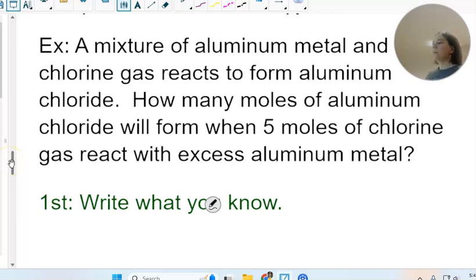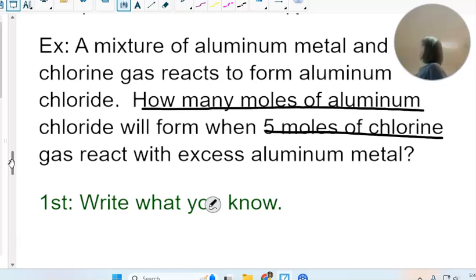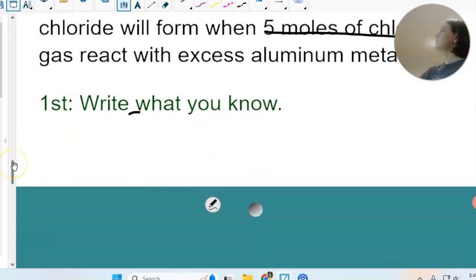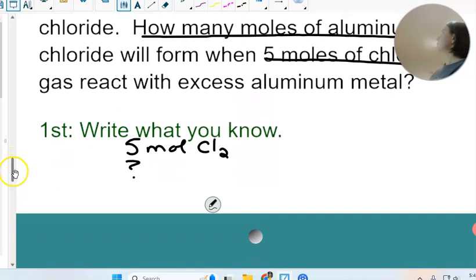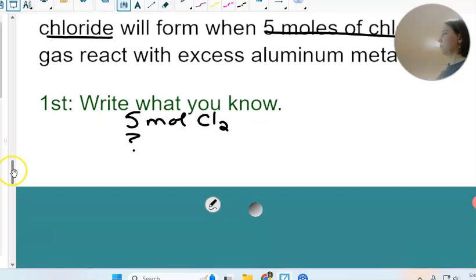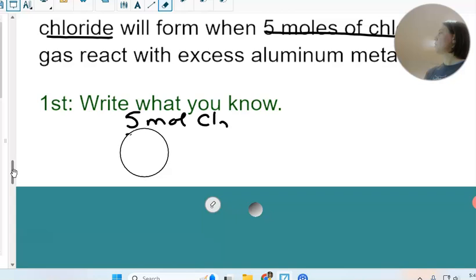All right, so what do we know? We know we have 5 moles of chlorine, and we're trying to figure out how many moles of aluminum chloride. So let's write that down. 5 moles chlorine, and so it's going to be chlorine gas. And then we're trying to figure out how many moles of aluminum chloride. That's an important part. Al, and so we'll need to write the formula for chloride. Aluminum has a +3 charge, so it's going to be AlCl3. I'm going to rewrite this. How many moles of aluminum chloride?